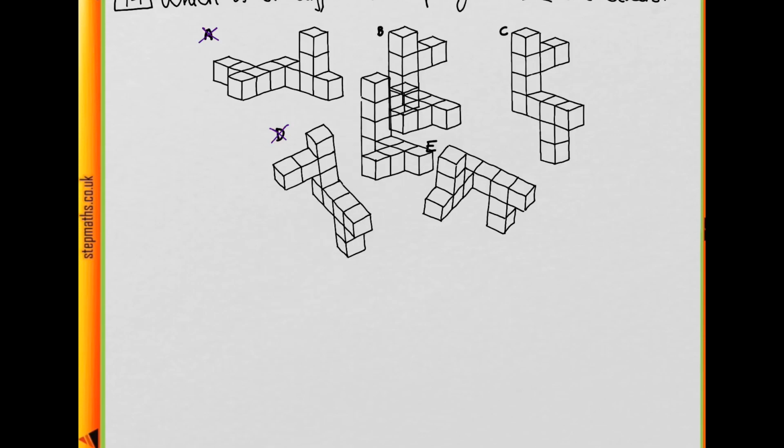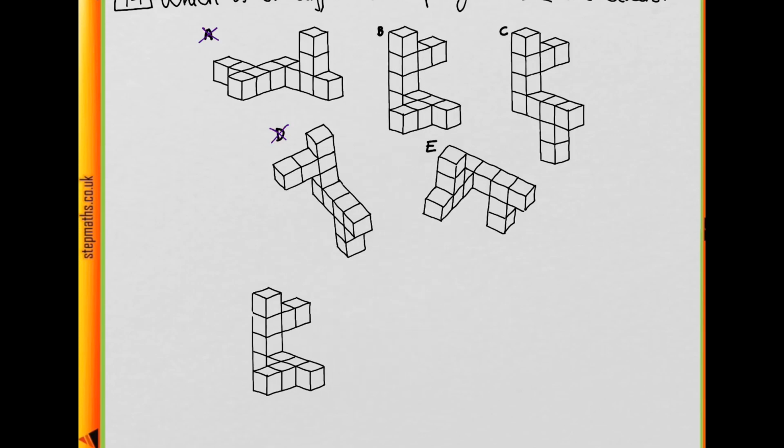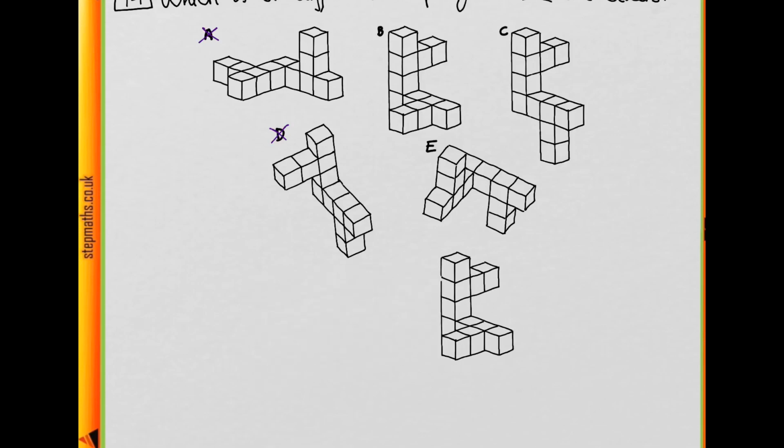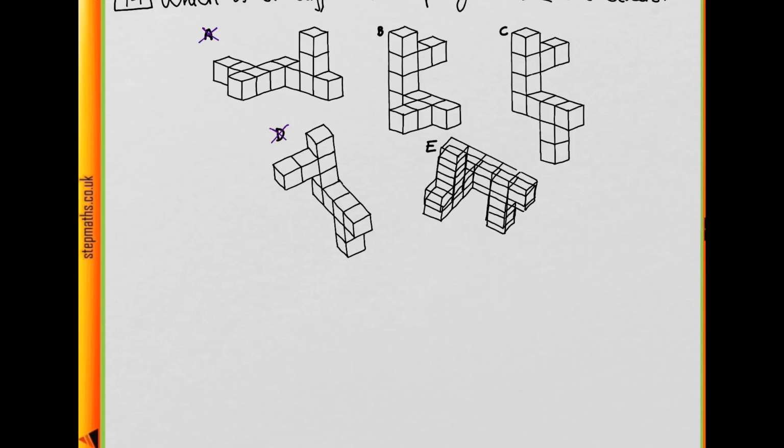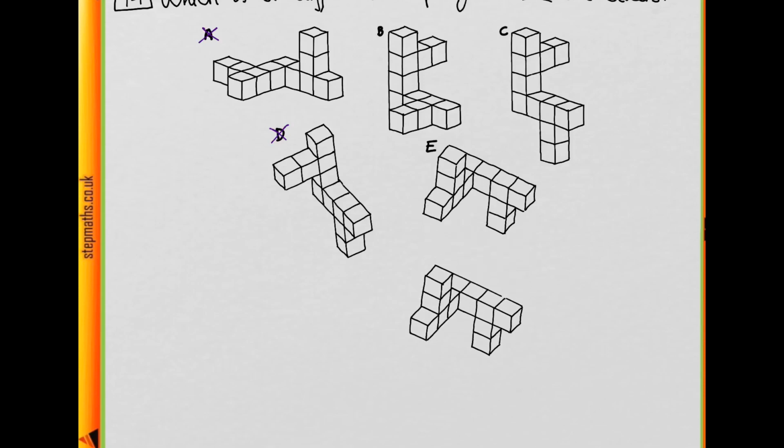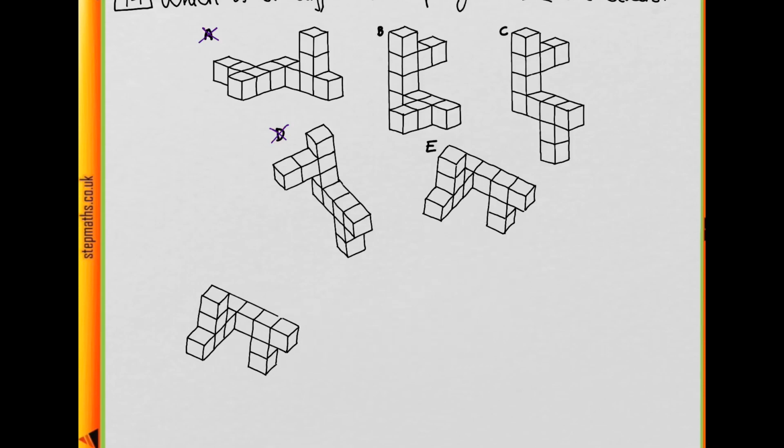Okay, so now we have B here, which we've just taken out. And we're going to see if this is the same as C or E, or neither. So let's just rotate it around and see what happens. Okay, well, we can see straight away that this is exactly the same as E. If we get the rotation precise enough, it's going to be exactly the same. And so we know that B and E are the same.